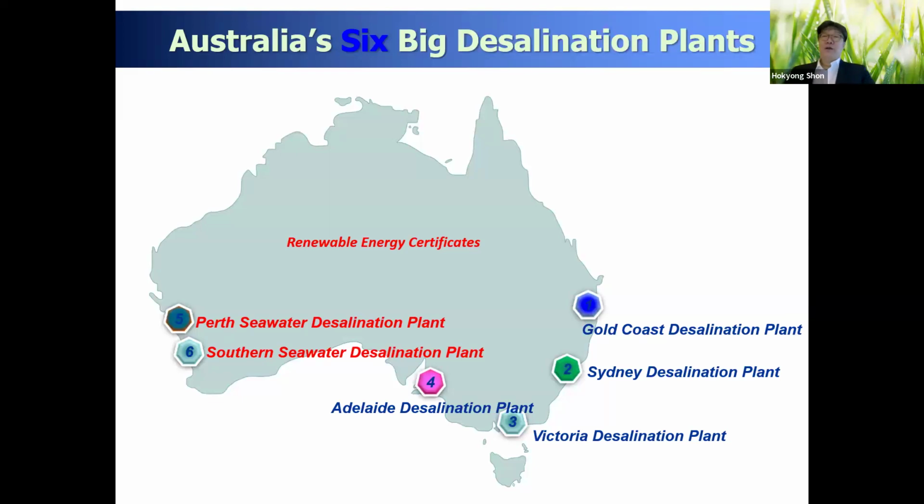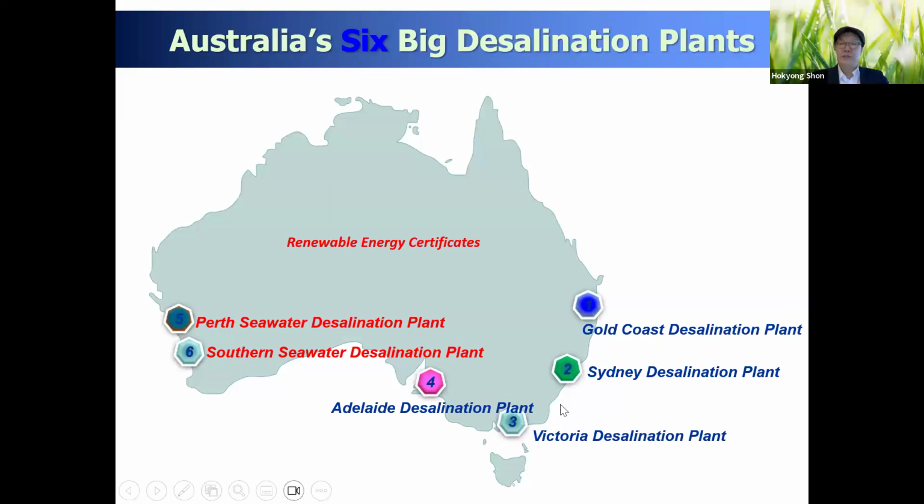Also, we have industries like coal seam gas produced water. You have very salty water. So there are more than 1,000 desalination plants in Australia. But this is the only big size of seawater desalination, 6. So most of them are standby at this moment.